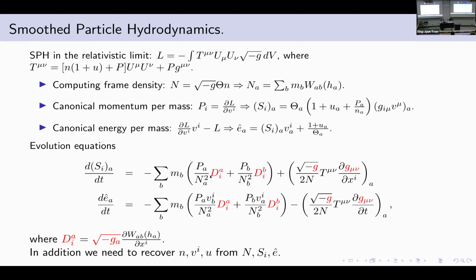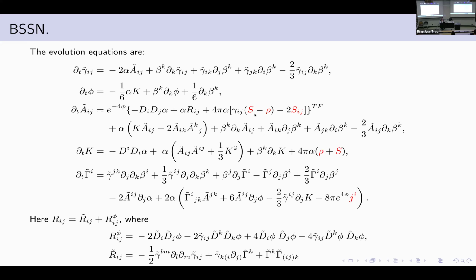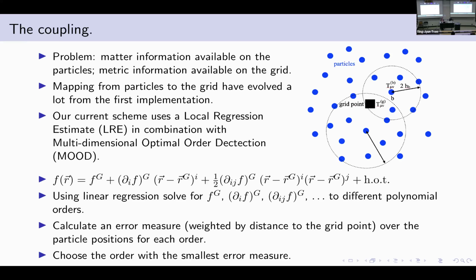I should show you what I've highlighted in red, where the hydro equations require metric information. And then in the BSSN equations, I've highlighted in red where they need information from the particles. Of course, those are all the terms coming from the stress energy tensor. So let me skip ahead here. The problem is that matter information is available only on the particles, and metric information is only available on the grid.